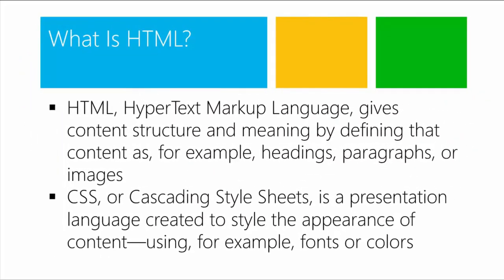So what is HTML? It's hypertext markup language. It gives content structure and meaning by defining that content as, for example, headings, paragraphs, or images. CSS, or cascading style sheets, on the other hand, is a presentation language created to style the appearance of content, for example, fonts or colors. So there's a distinct difference between HTML and CSS.